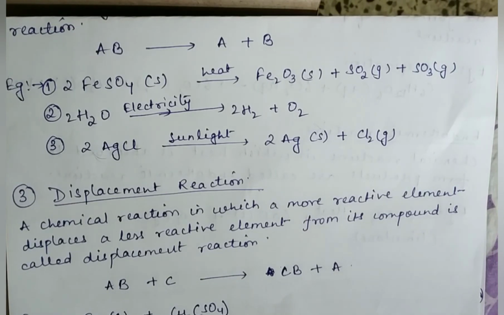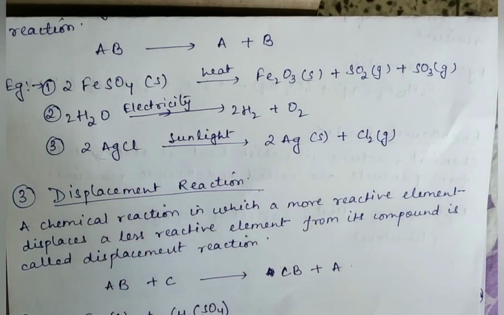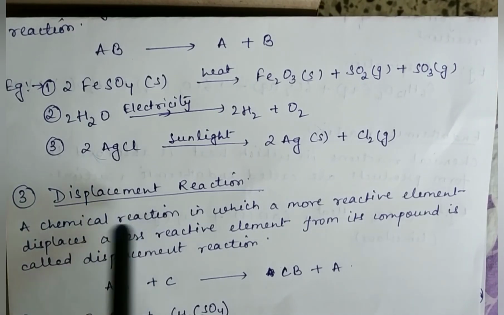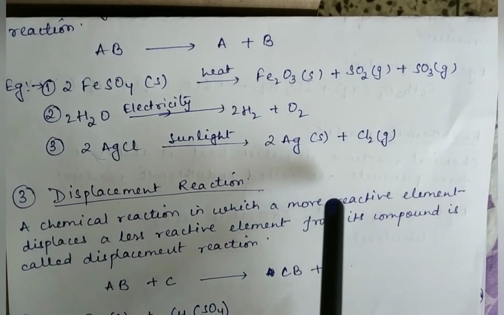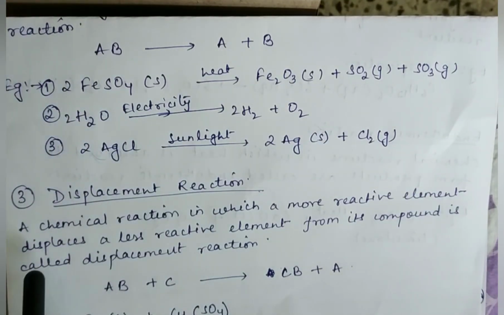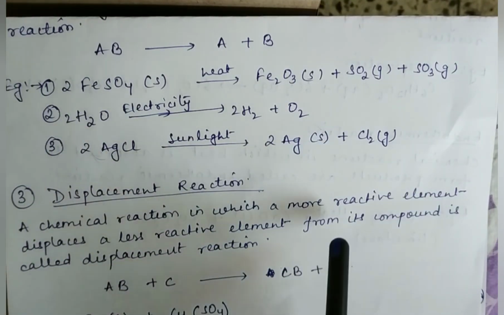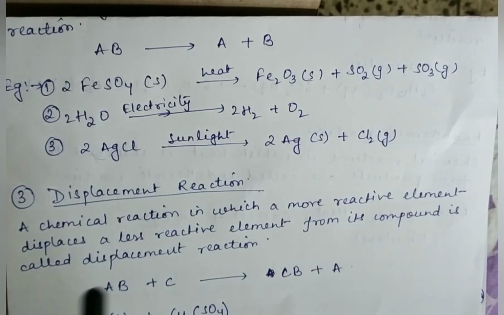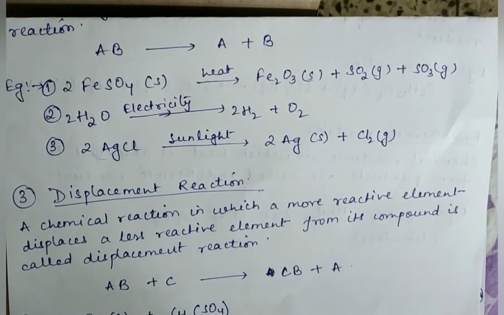Now next let us come to a third type of chemical reaction, which is displacement reaction, or we can also call it a single displacement reaction. A single displacement reaction, or simply displacement reaction, can be defined as a chemical reaction in which a more reactive element displaces a less reactive element from its compound. The general form to represent this displacement reaction is this one.